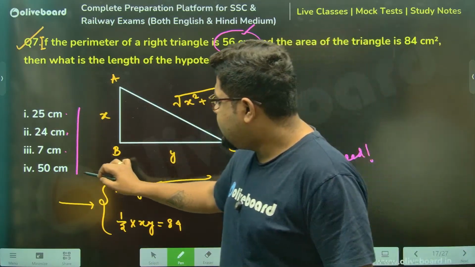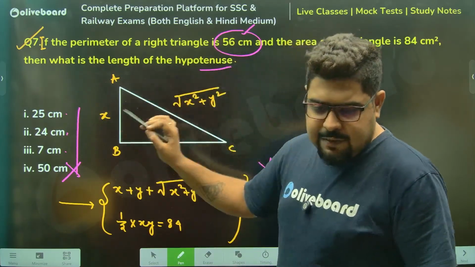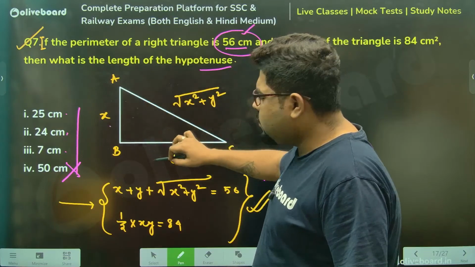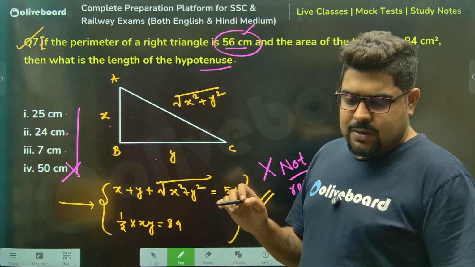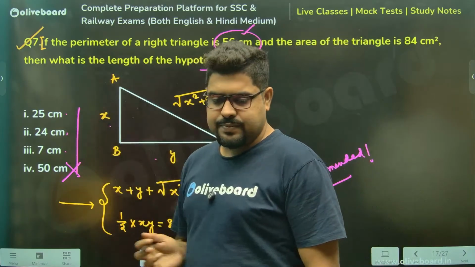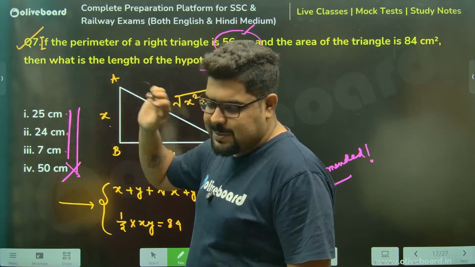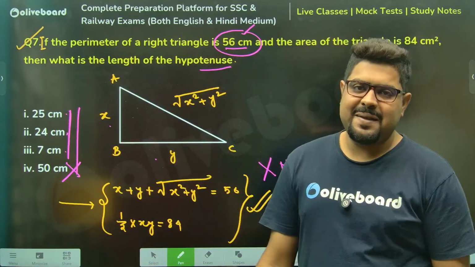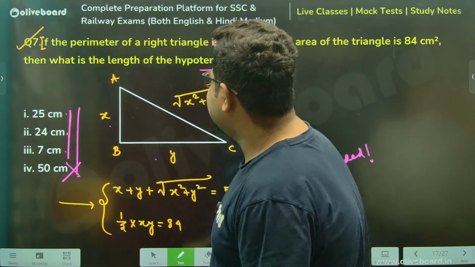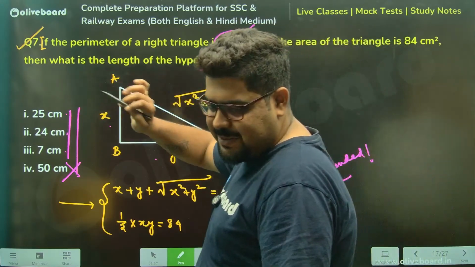First of all, sir, 50 can never be the answer. Because the length of the hypotenuse, if it is 50, and 56 is the perimeter, then the remaining two must be 6. It is impossible. And if you look at this very closely, the sum is 56. The perimeter is kind of matching.